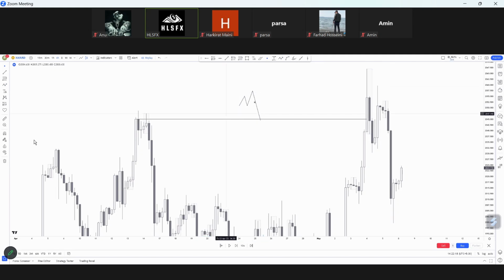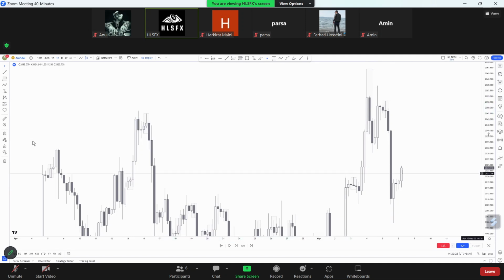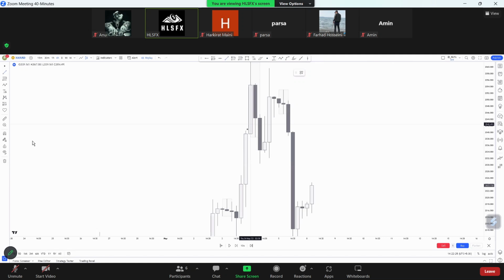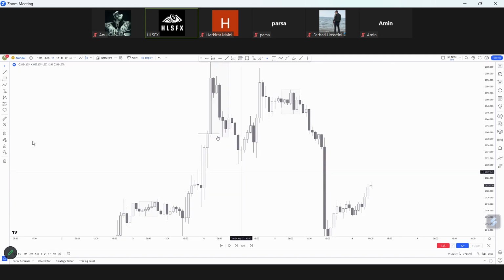Okay. If nothing happened like this, then it's still valid. Now, if you look at this one here, price tapped here. What is the time frame? It's 4 hour. Let's go to the 1 hour to look for a breakout. Now, on the 1 hour, do we have any breakout? No. How do we confirm this?